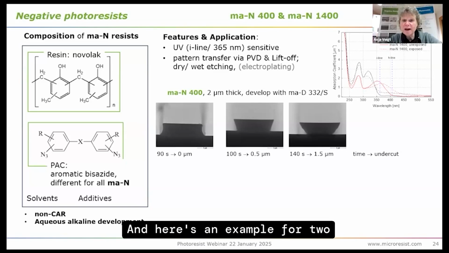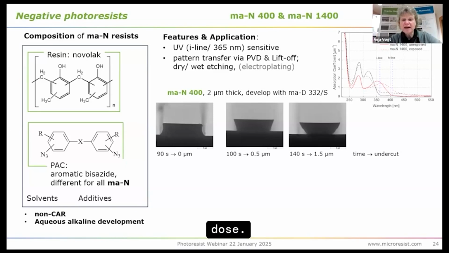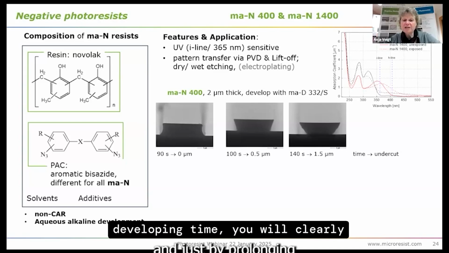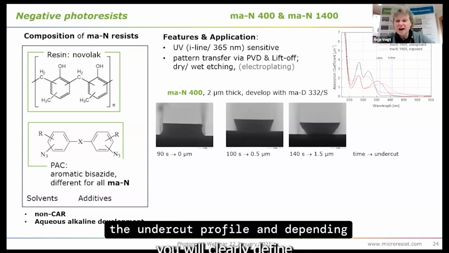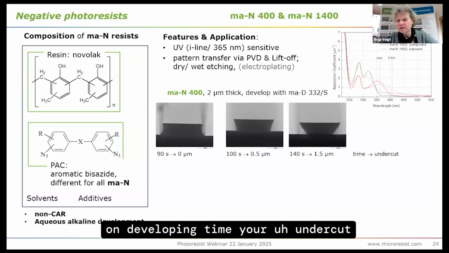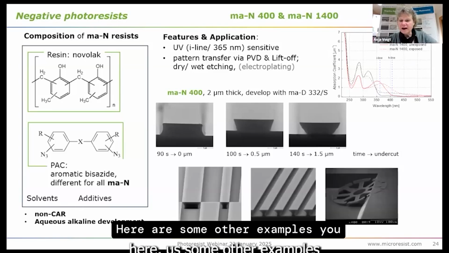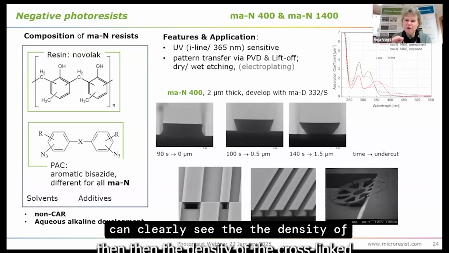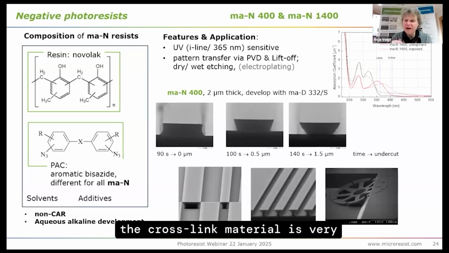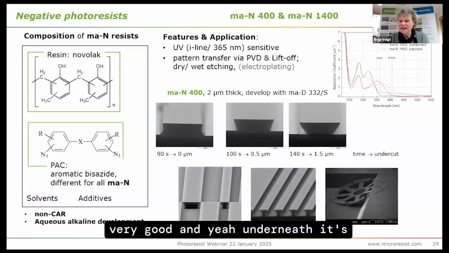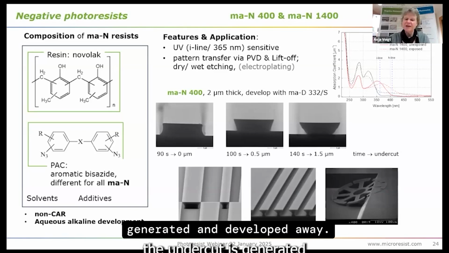Here's an example for a 2 micrometer thick layer. By applying the recommended exposure dose and just prolonging the developing time, you will clearly define the undercut profile. And depending on the developing time, the undercut is generated, and so is the size of the undercut. Here are some other examples. You can clearly see the density of the cross-linked material is very, very good. And underneath it's then developed. The undercut is generated and developed away.